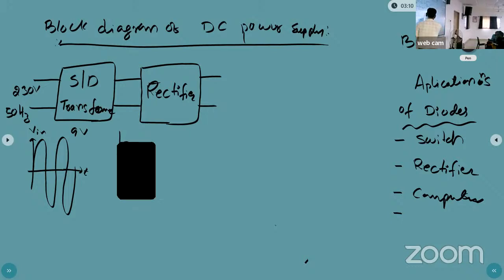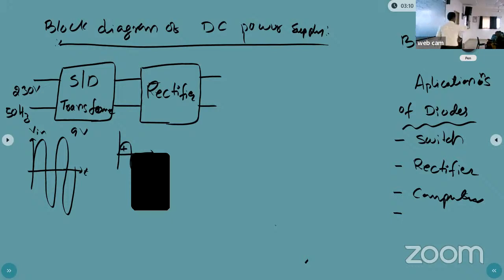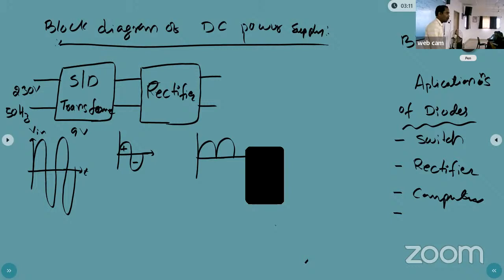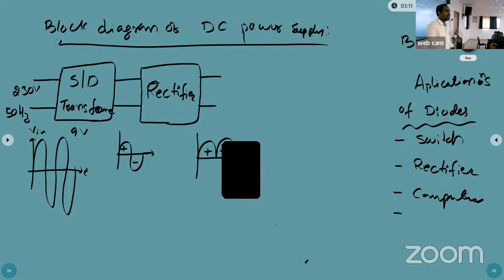This is the positive half cycle, and this is the negative half cycle. Positive and negative. Now, after applying the rectifier, in this rectifier we are using the diode. How we use the diode as a rectifier, we'll understand now. The rectifier will convert the bidirectional voltage into unidirectional. That unidirection may be the positive cycle or the negative cycle.